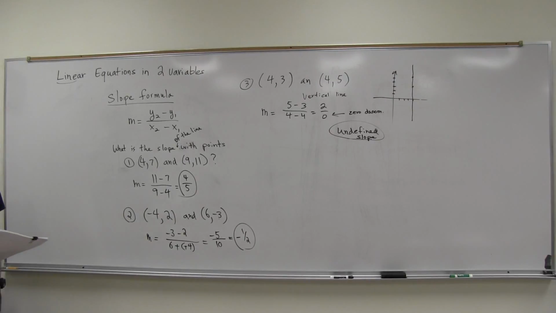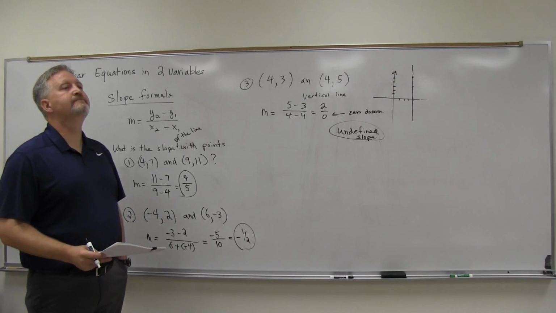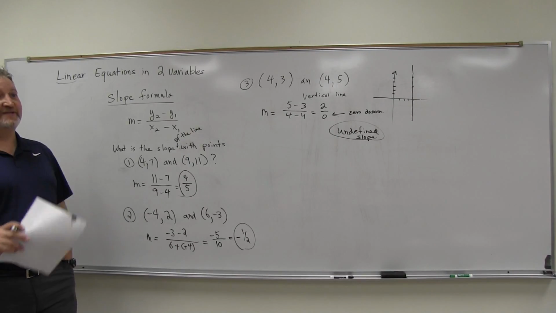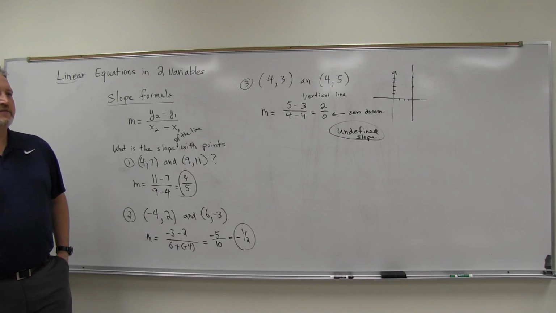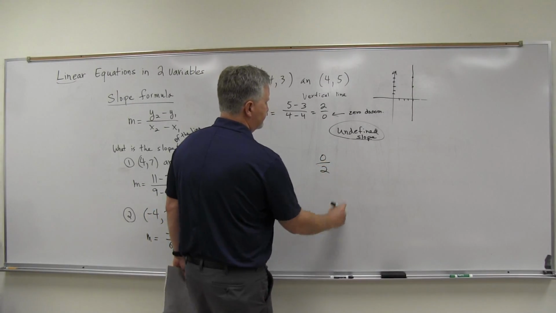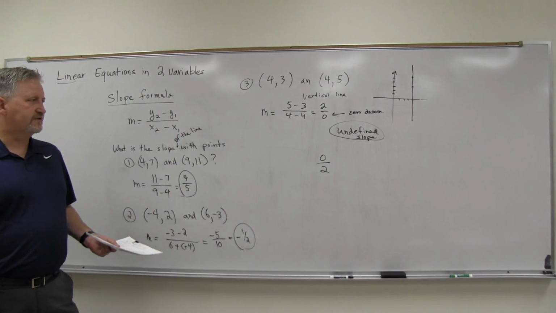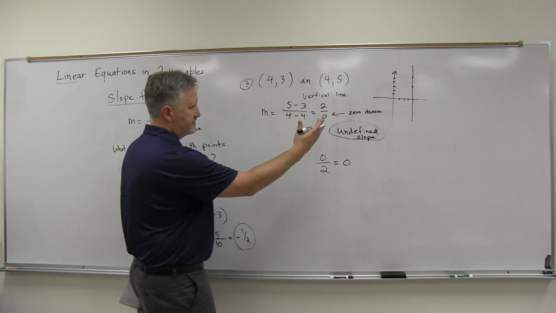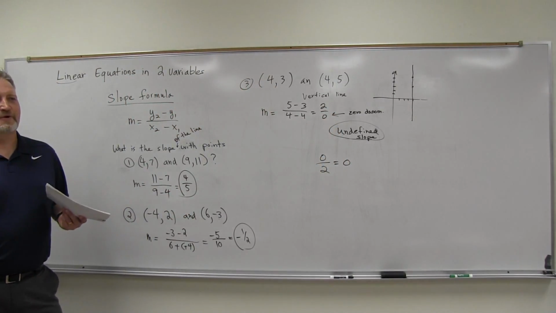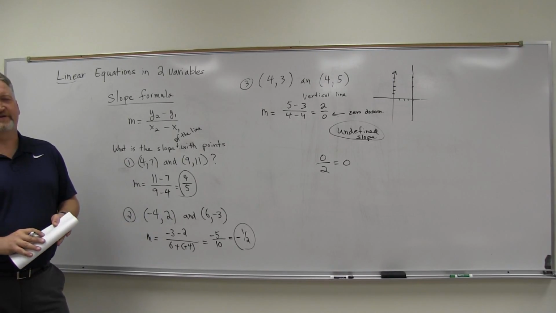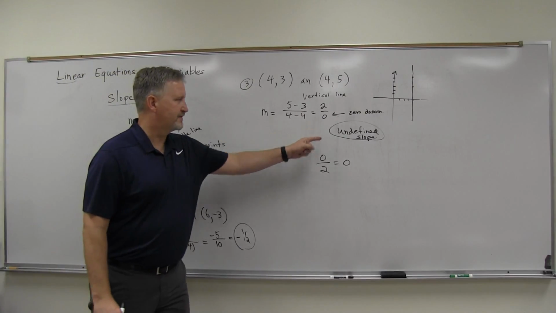Well, I do have a question. If that was on a homework or a test, would you accept the 2 over 0, or would you want the undefined slope as the answer? For full credit, you need to say it's undefined. Because if you have 0 over 2, that's 0, but 2 over 0 is undefined. So, to be sure, I know that you know that's undefined, but be sure to put it as undefined.